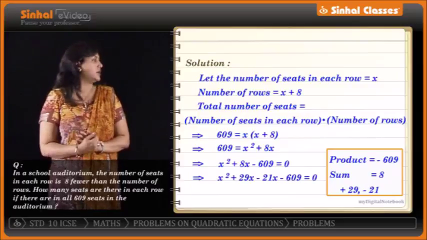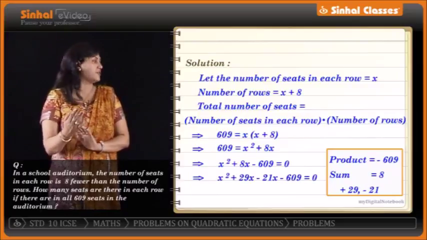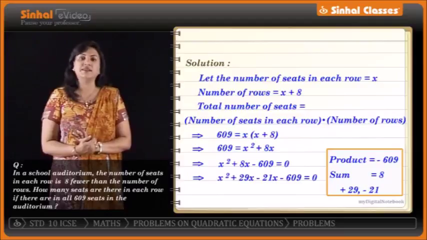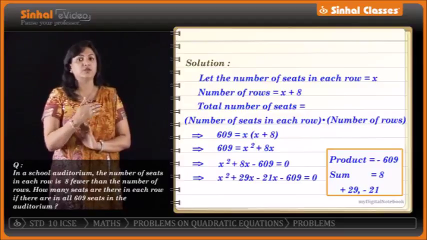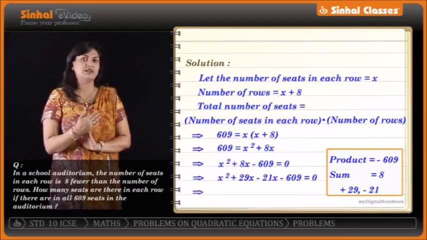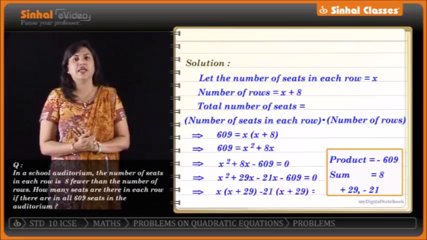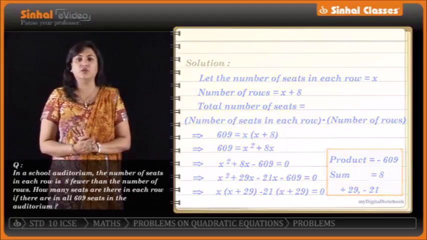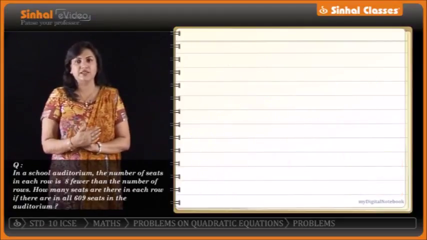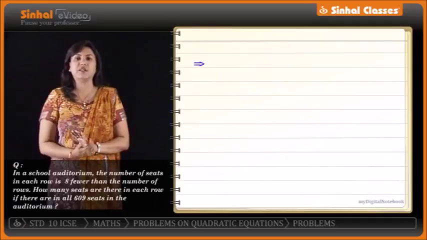From the first two terms, x is common, and from the last two we have minus 21 common. So the equation becomes x into x plus 29 minus 21 into x plus 29 is equal to 0. We get x minus 21 into x plus 29 is equal to 0.